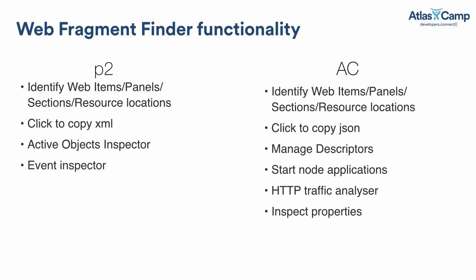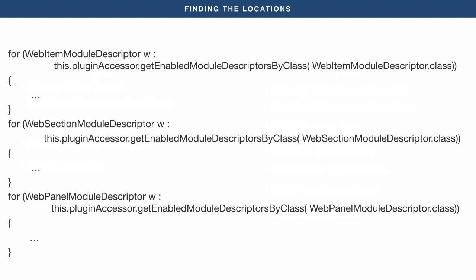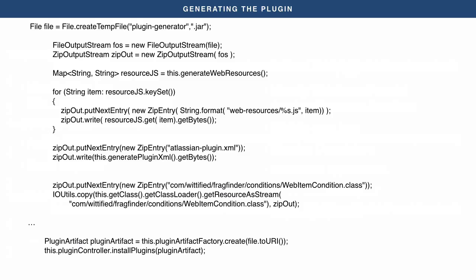Now, you might wonder, how does all of this work? Well, it's pretty simple, or at least I think so. For the web items and all that stuff, we actually query the plugin system. We say, hey, what is everybody else using? And that's how we gather up where the web items are, web section, web panels, and web resources. Then we just generate a new jar, copy class files over, so we're dynamically generating a plugin. And then we upload it into the plugin system.